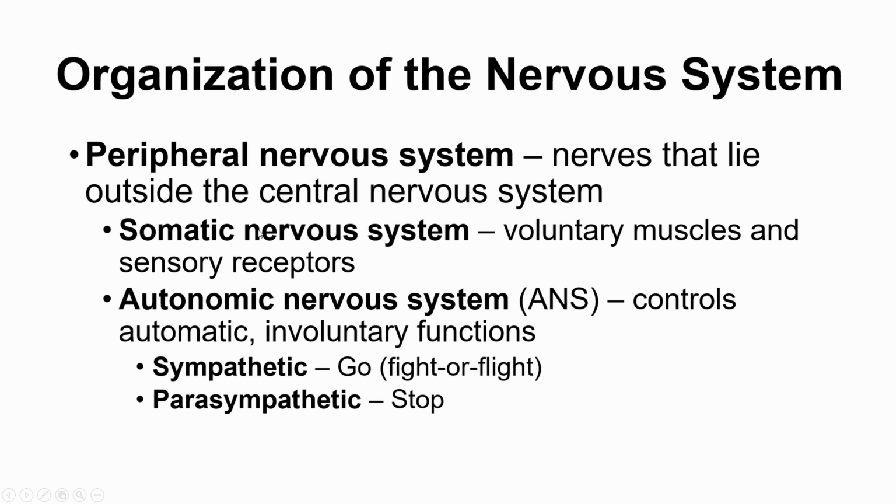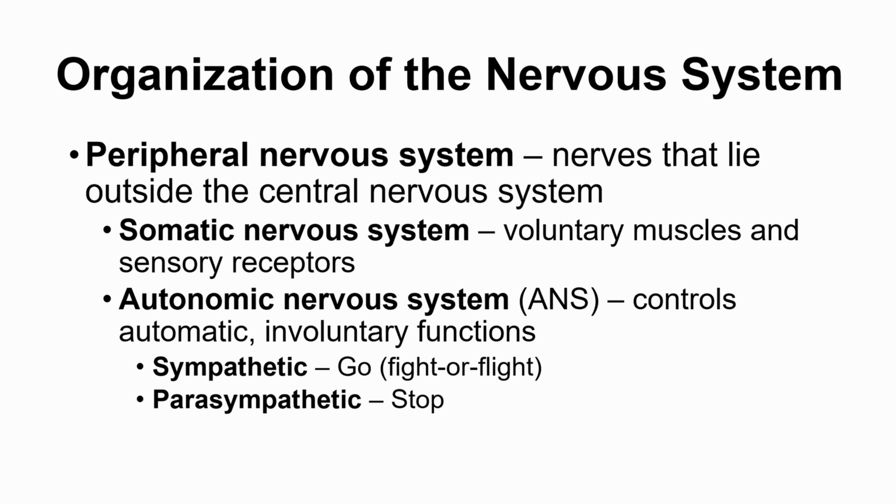So let's start, as I said, just with our peripheral nervous system and then the divisions of that. So as I said, the peripheral nervous system are the nerves that lie outside of our central nervous system, everything that isn't the brain and the spinal cord. Our two major divisions of the peripheral nervous system are the somatic nervous system and the autonomic nervous system. So our somatic nervous system is what's responsible for all of our voluntary muscle control and our sensory receptors. So when I say voluntary, I mean like when we intend to move. So if you think about clapping your hands, that would involve your somatic nervous system.